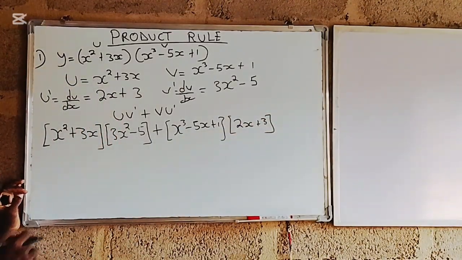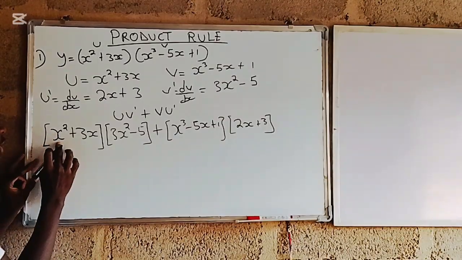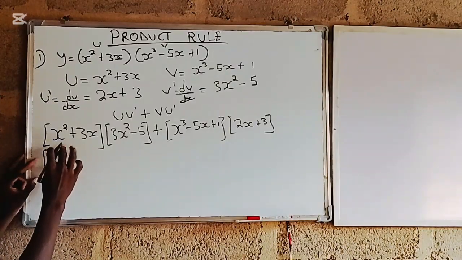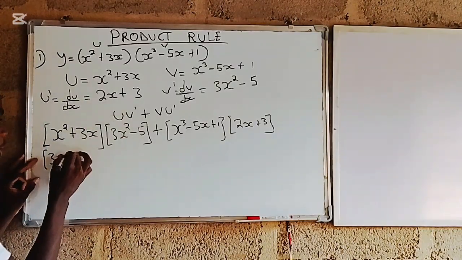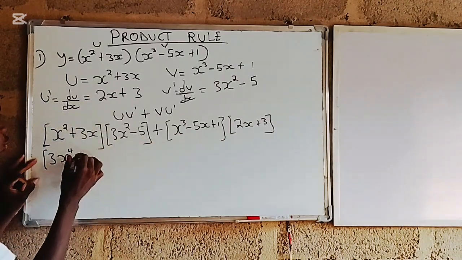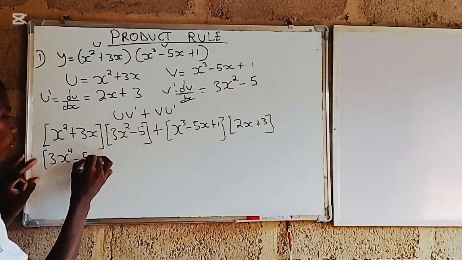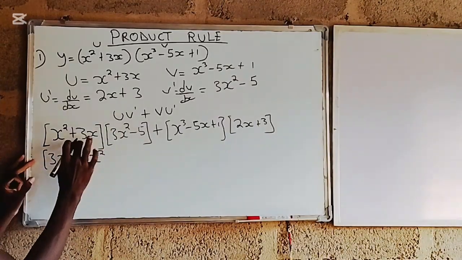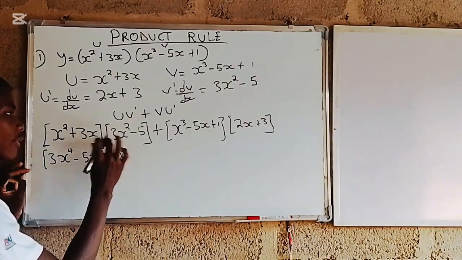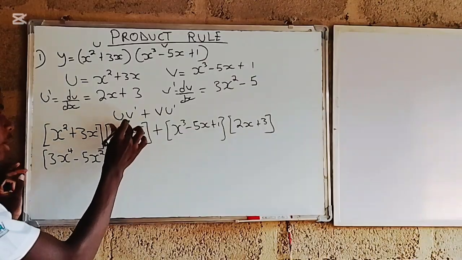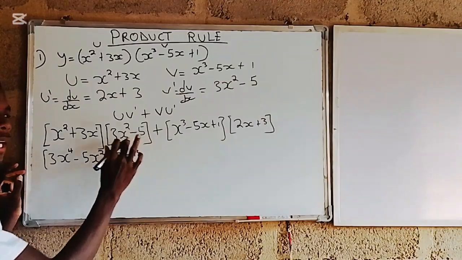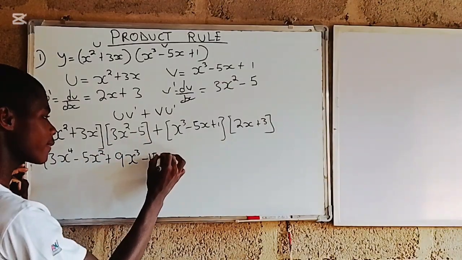The next thing I'm going to do is expand this bracket. If I multiply x squared by this 3x squared, I keep the 3 down and add the powers, so this is x power 4. Then x squared multiplied by 5 gives negative 5x squared. Then 3x times 3x squared gives 9, and adding the powers, power 1 and power 2, gives x power 3. Then 3 multiplied by negative 5 gives negative 15x.